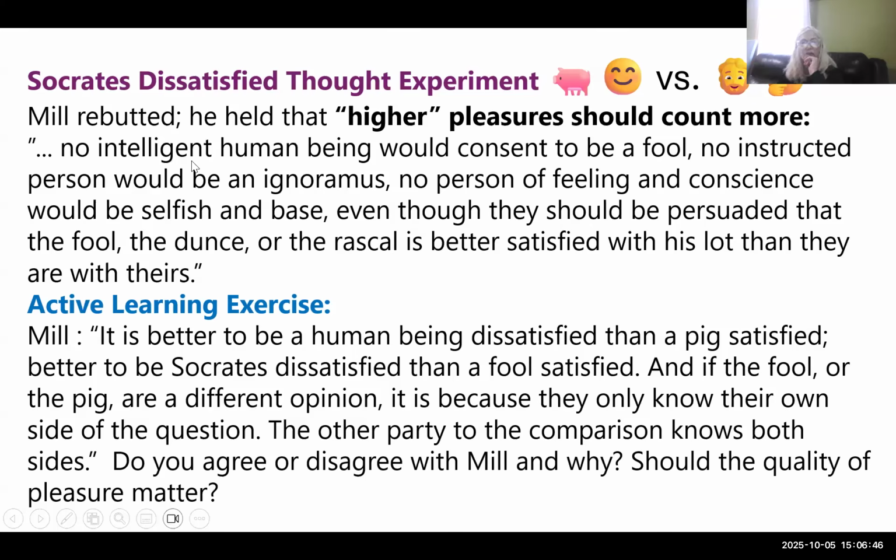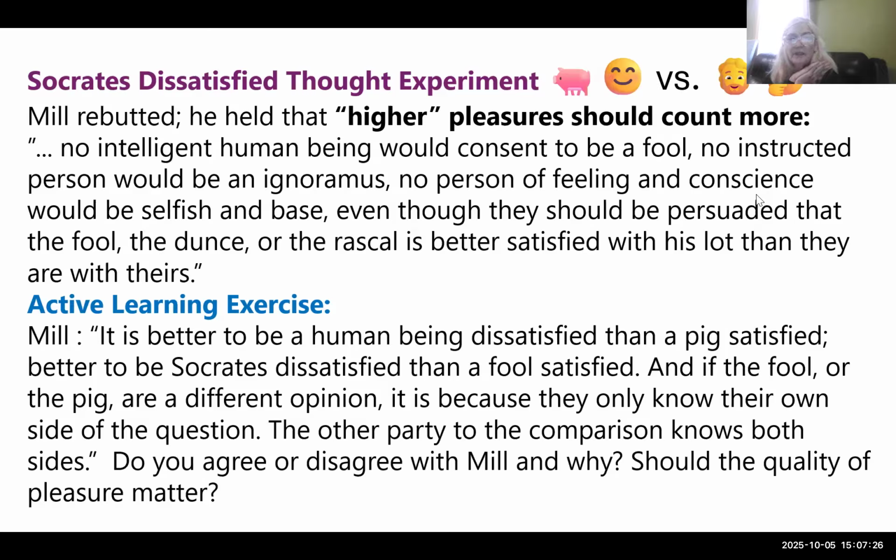No intelligent human being would consent to be a fool. No instructed person would be an ignoramus. No person of feeling and conscience would be selfish and base, even though they should be persuaded that the fool, the dunce, or the rascal is better satisfied with his lot than they are with theirs. To continue, I want you to think about this. He says, it's better to be a human dissatisfied than a pig satisfied. It's better to be Socrates dissatisfied than a fool satisfied.